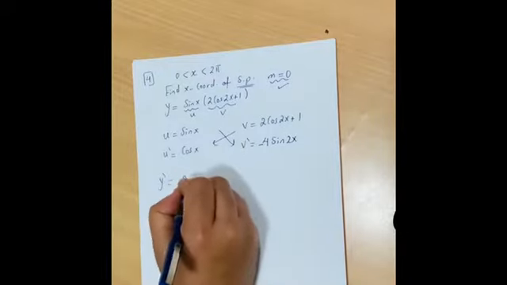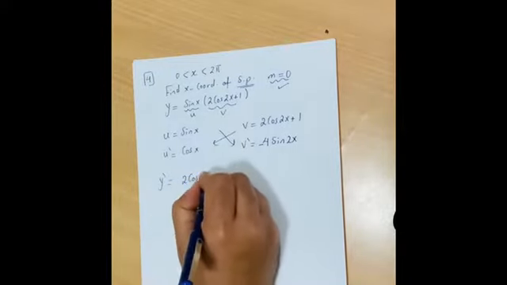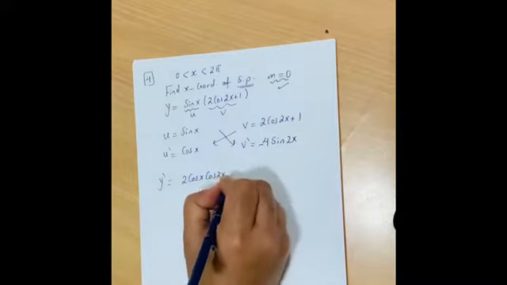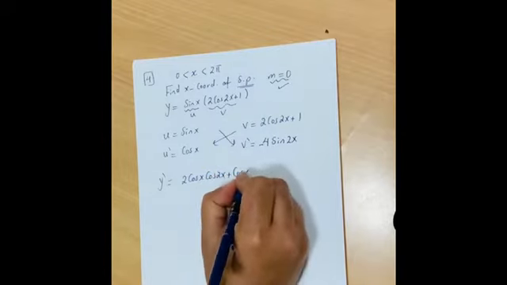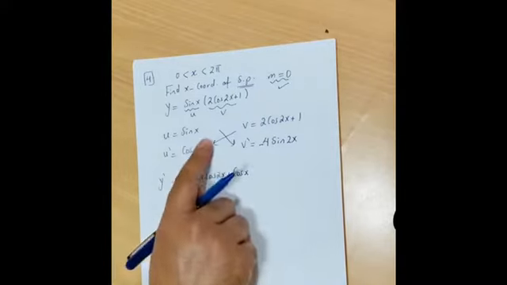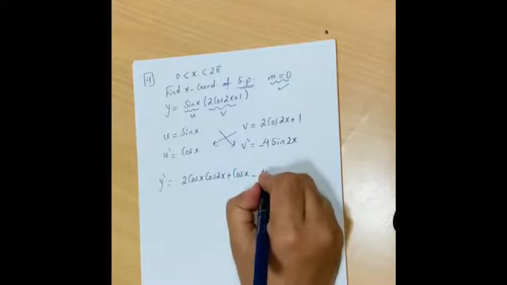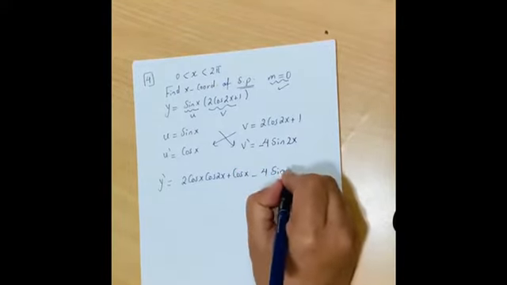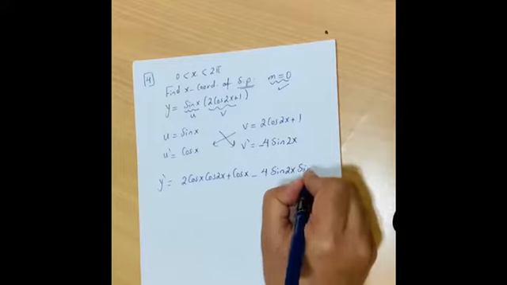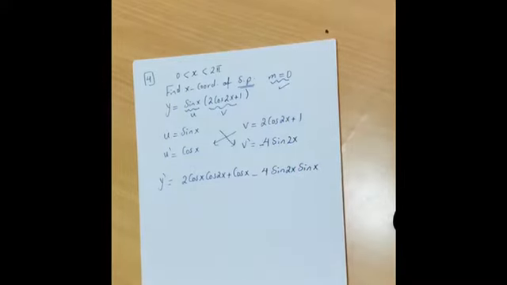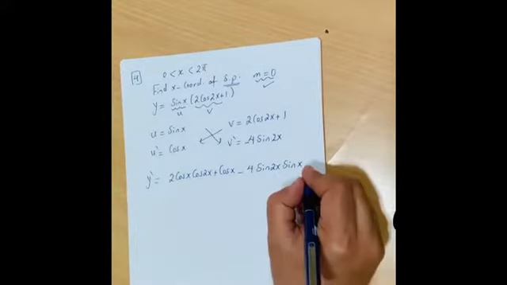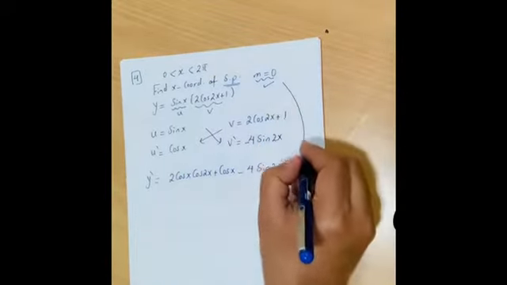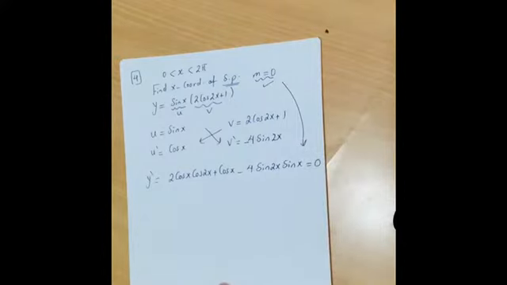So 2 cosine x cosine 2x plus cosine x. Good. Then sine x by negative 4 is negative 4 sine 2x sine x. Fine. Now, the main idea is to convert the whole equation. Remember, to equate it to 0, because the gradient is equal to 0.